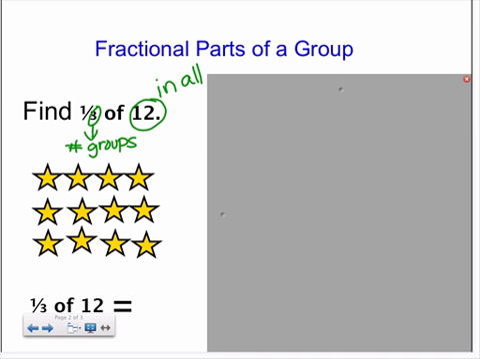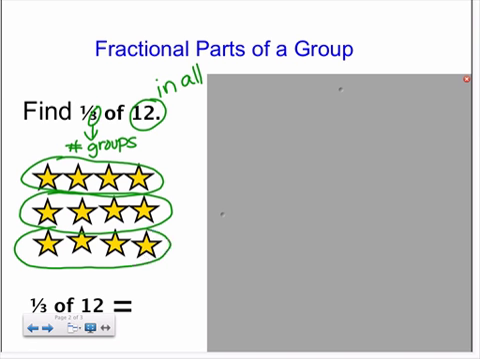If we were going to find 1/3 of 12 stars, we would look at our 12 stars and we would start by making 3 groups. I notice that I can make one group with the top row, a second group of 4 stars with the second row, and a third group of 4 stars with the third row. This might be reminding you a lot of how we learn division, because we are taking 12 and putting it into 3 equal groups.